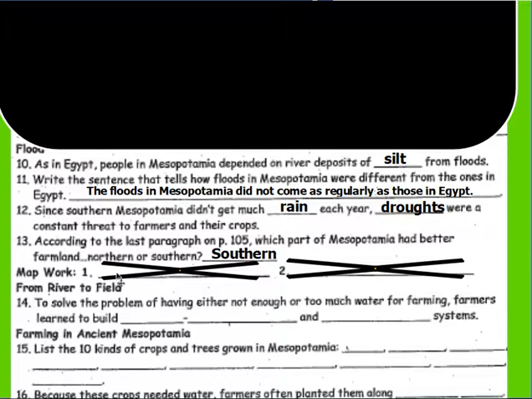All right, we're going to move on down to From River to Field. So, hang on. We're going to do question number 14, and then we're going to finish up 15 through 20. So I'll have to move the paper, but here we go. From River to Field: to solve the problem of either having not enough or too much water for farming, farmers learned to build water control and irrigation systems. Now we use water control and irrigation systems here all the time. Farmers use it.